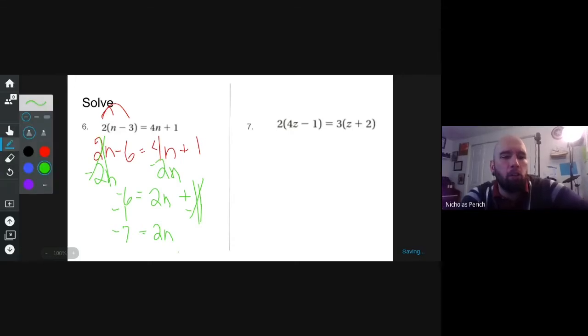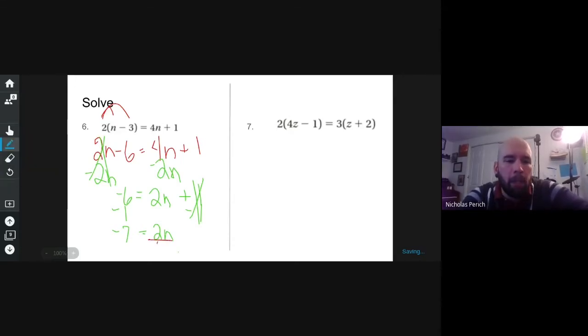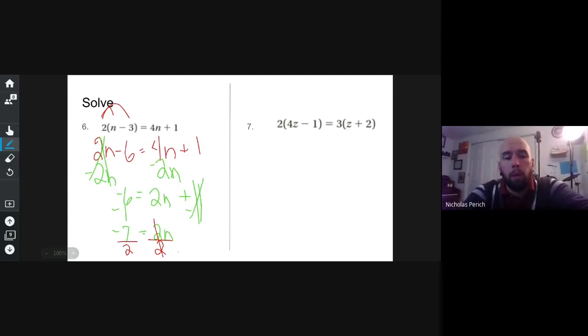Divide by 2. And you might be like, oh no, it's a fraction. I did it wrong again. No, you didn't. Negative 7 over 2 is a fraction, and we're going to leave it like that. n equals negative 7 over 2.